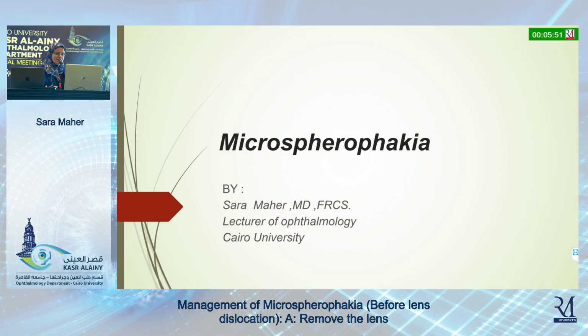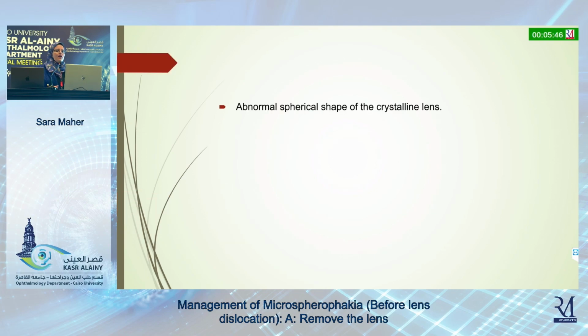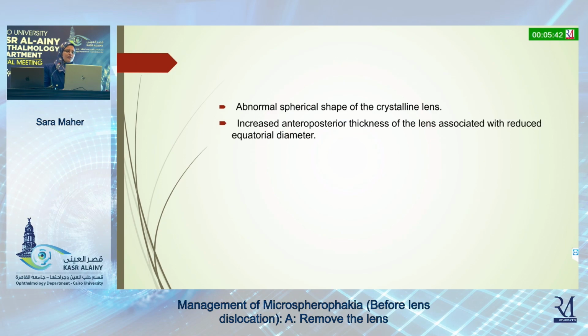I hope it's a nice topic about microspherophakia. Microspherophakia is due to abnormal shape of the crystalline lens. There is increase in the anteroposterior thickness of the lens associated with reduced equatorial diameter. It is due to faulty development of the zonules during embryogenesis.